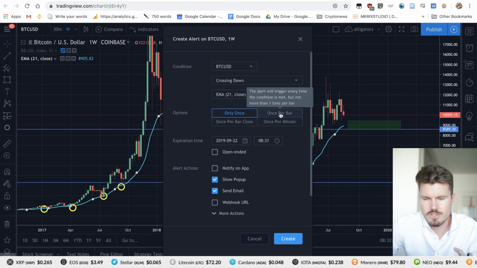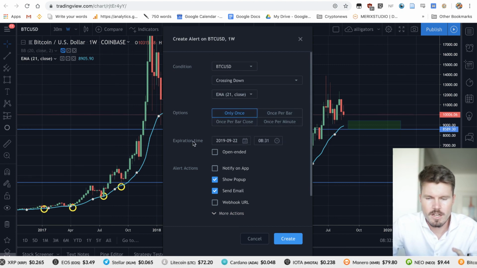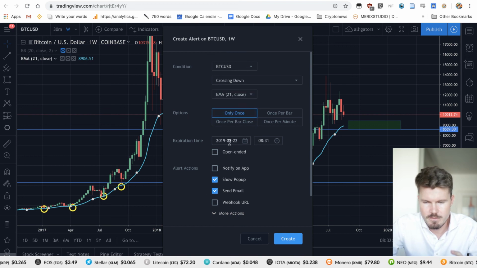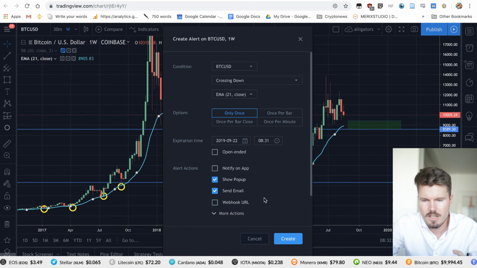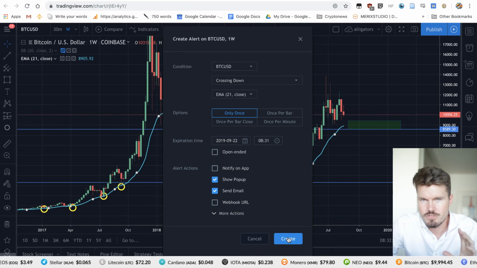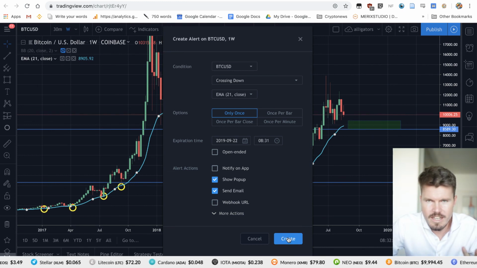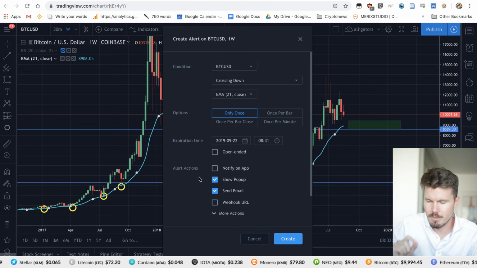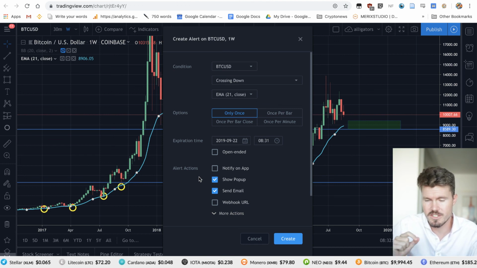However, you can do also once per bar, once per minute, and so on. However, I like to choose only once, and you can select the expiration date, and you will get an email. So notify on app is also possible, and that's it. And when you click on create, then you will have an alert that alerts you at the point when the price goes below the exponential moving average.